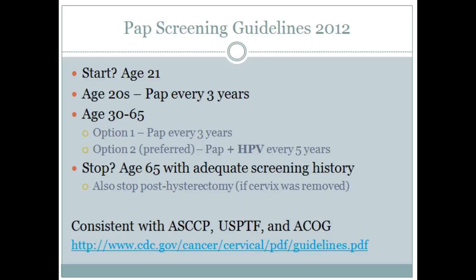So do we ever stop? Yes, at 65 we stop, assuming we've got an adequate screening history. So if in the few years leading up to her turning 65 we've had a few abnormal paps, let's not stop right away, but if it's been a long time since she's ever had an abnormal pap smear, it would be appropriate to stop at age 65. And once you've stopped, you don't start up again.